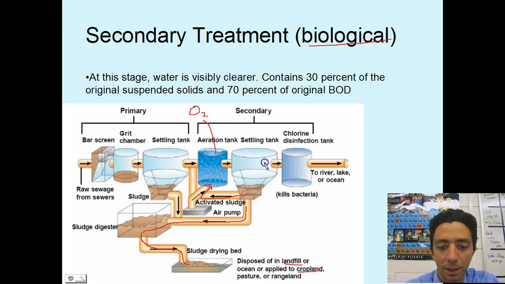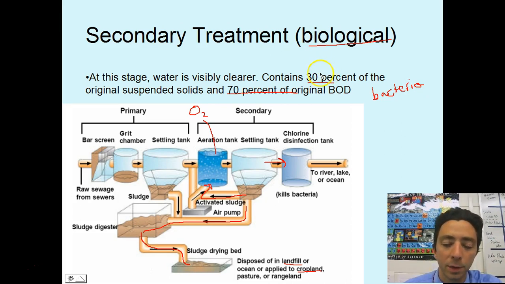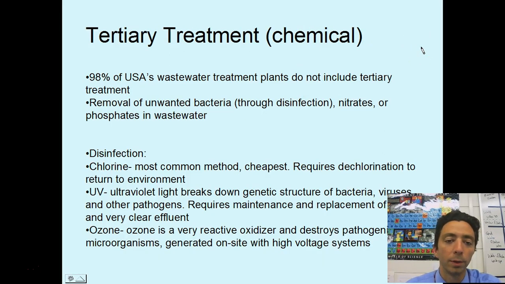After we go through the settling tank, it goes on. When we get here to the secondary treatment, the water still contains 30% of the original suspended solids and 70% of the biological oxygen demand. Those are the bacteria in the water. So in the countries that don't go through secondary treatment, they're leaving a lot of stuff in the water, and we're not really spitting out clean water yet. There are some more steps that we can go through, and tertiary treatment is that step.